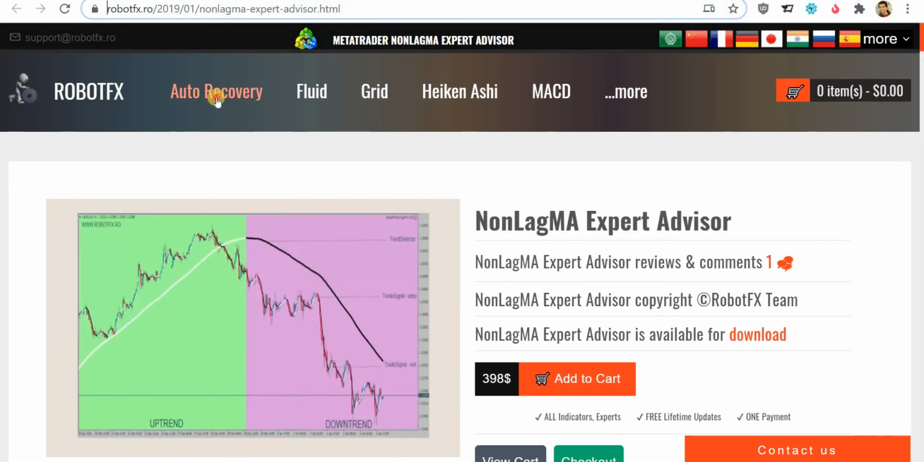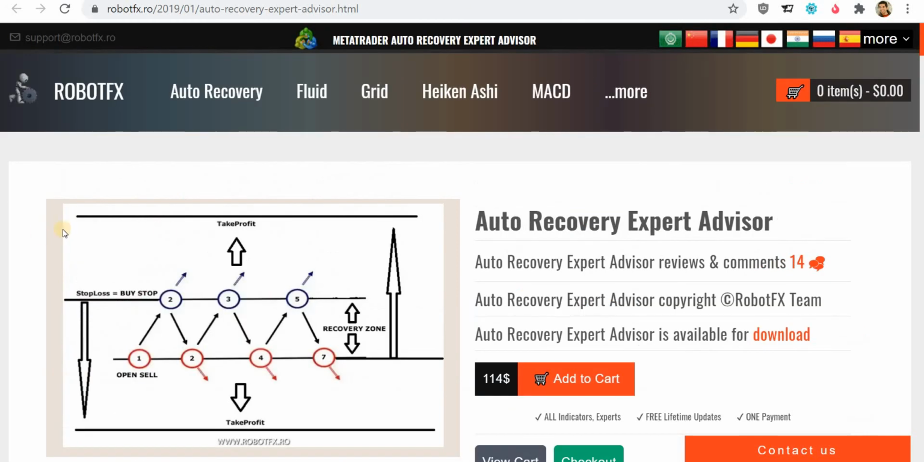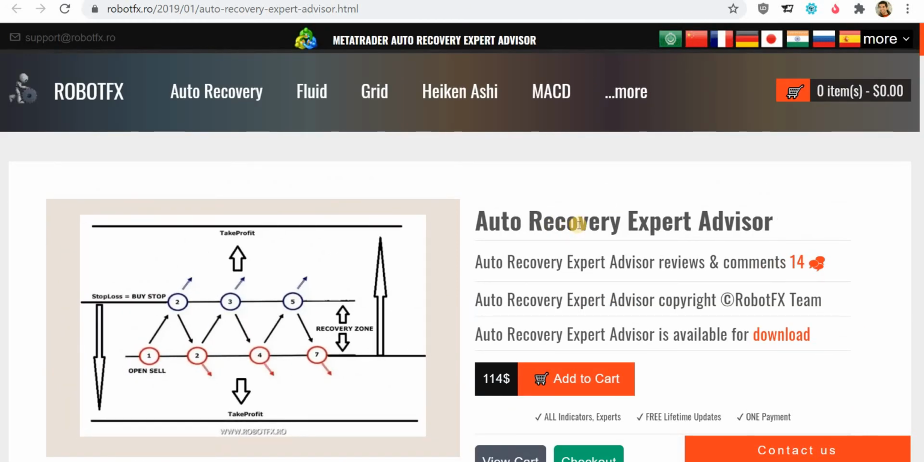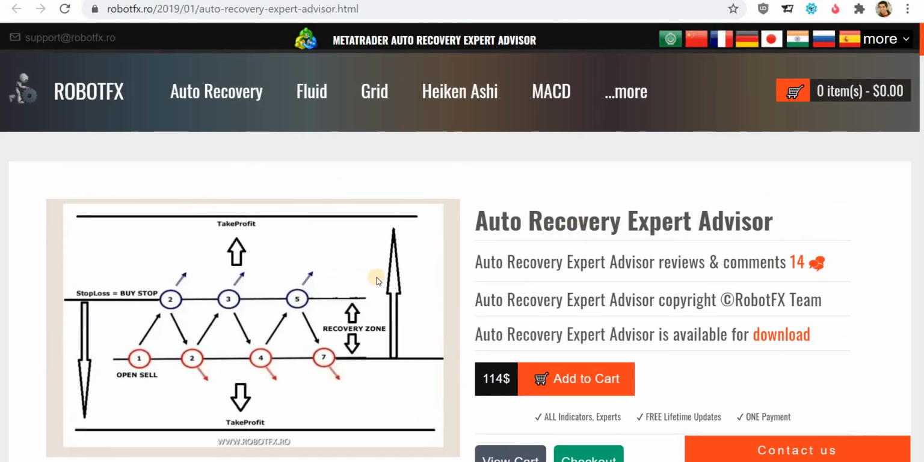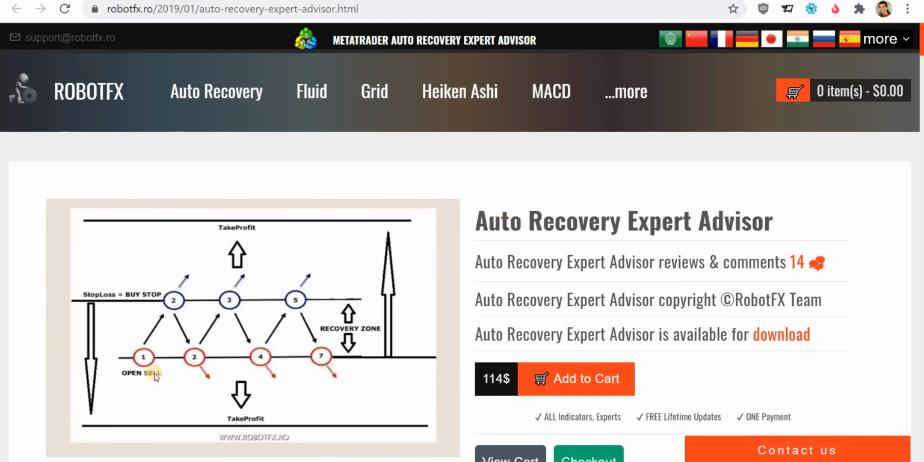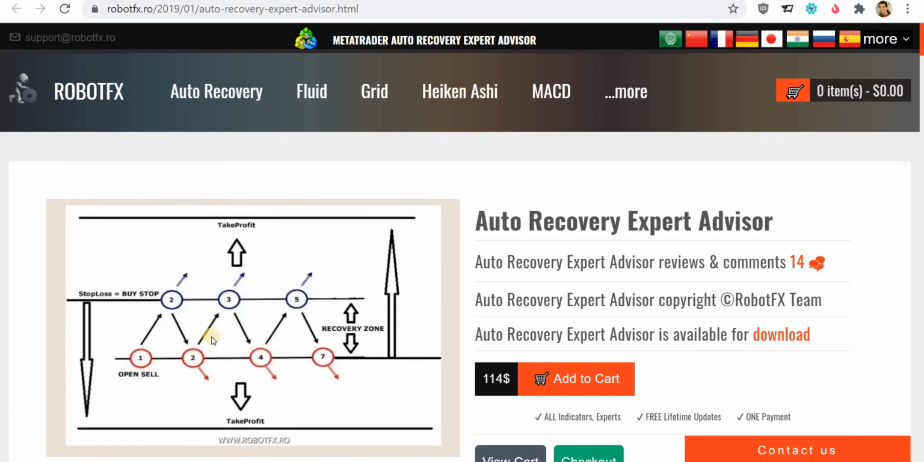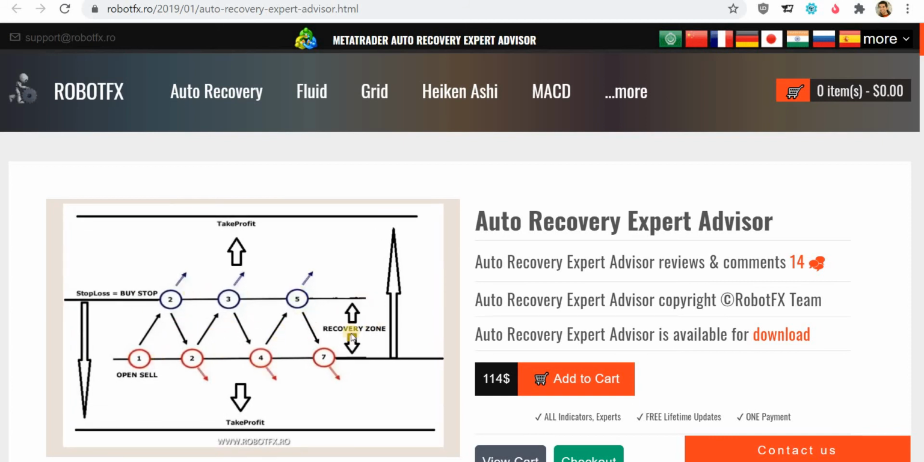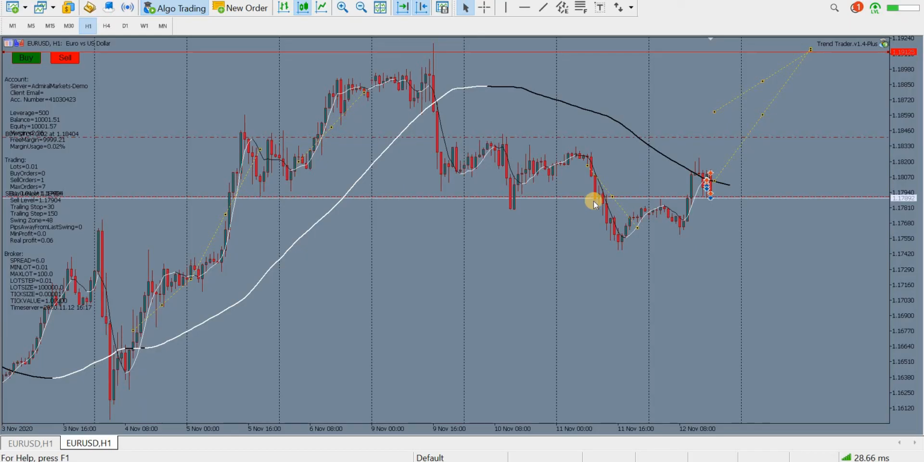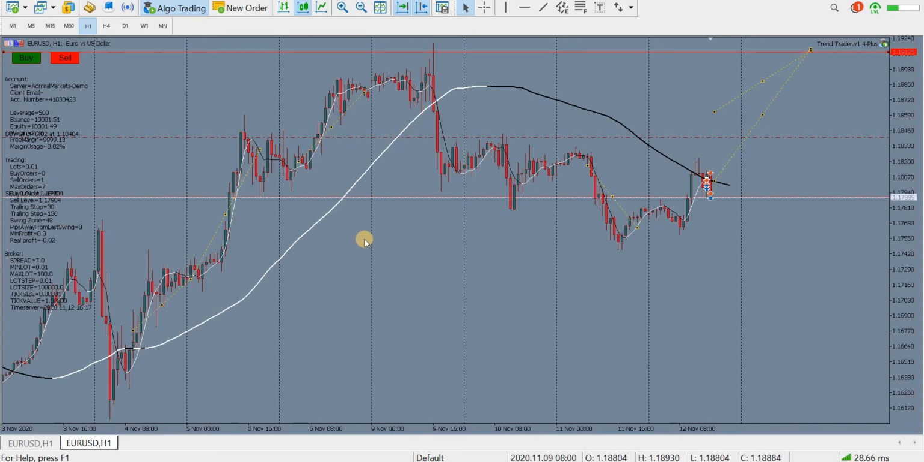We have a pure hedging expert advisor designed for MetaTrader 4. We will make it for MetaTrader 5 most likely, but this is basically how it works. 1, 2, 1, 2, 1, 2. If the price bounces within these zone recovery levels, the expert advisor will keep placing pending buys and pending sells.